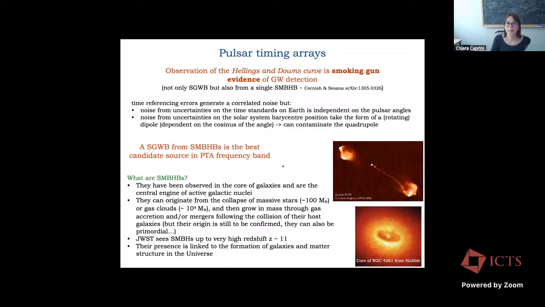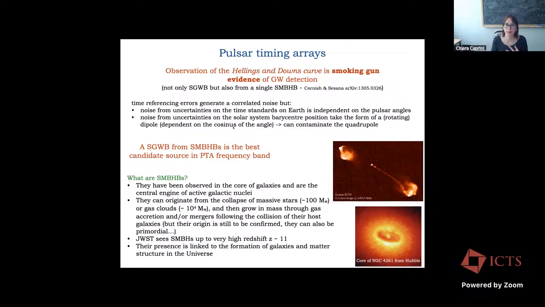Okay. On the other hand, one needs to be a bit careful because it is a rotating dipole, okay? And one can have some contamination in the quadrupole because it is a time-dependent dipole. One can have some contamination in the quadrupole from errors on the solar system barycenter. Okay, so the situation is a bit delicate, and indeed it is very important to know the time at the solar system barycenter with enough precision. Okay. So, and then now, fair enough.